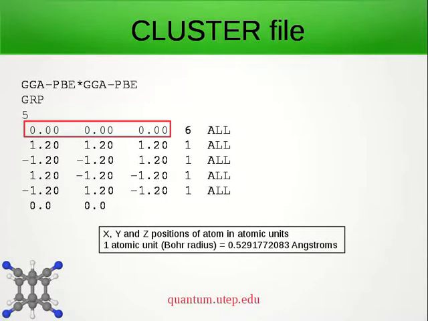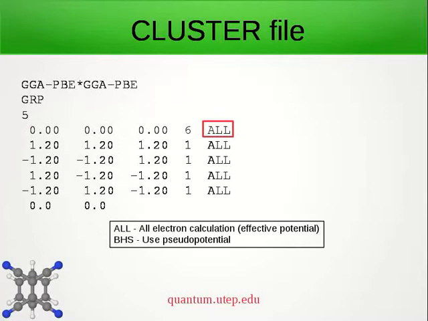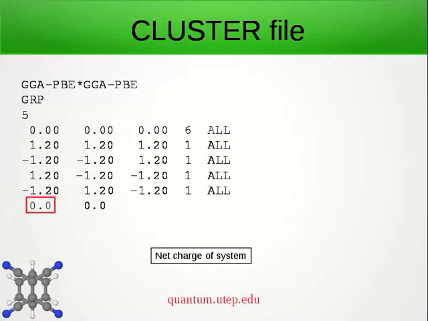Next up is the atomic number, in this case 6 for carbon. And lastly, ALL or BHS: ALL when using the effective potential, we say that you're using an all-electron calculation, or BHS when using a pseudopotential. After you describe all the atoms, there are two extra numbers that must be specified, which are the net charge of the system, in this case 0 for neutral charge, and the net moment of the system, meaning a closed shell system.